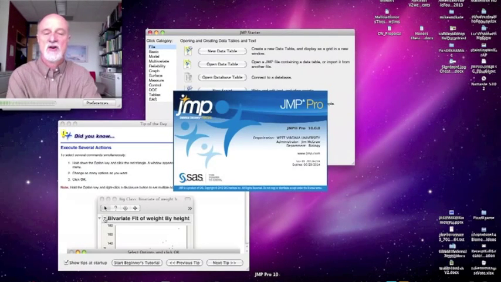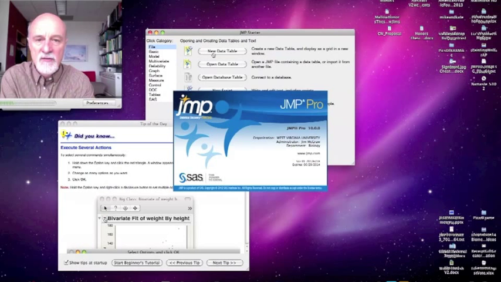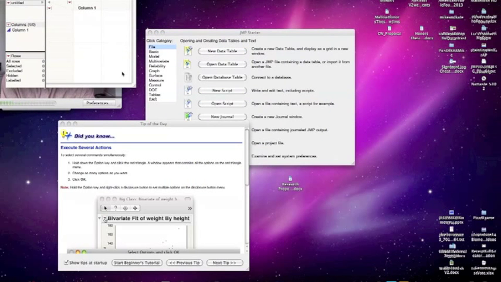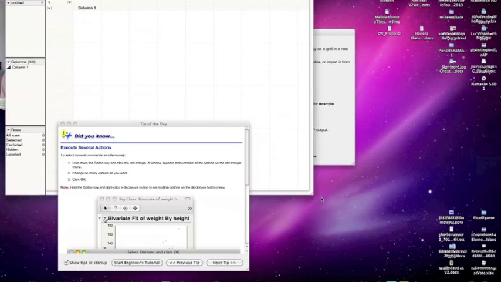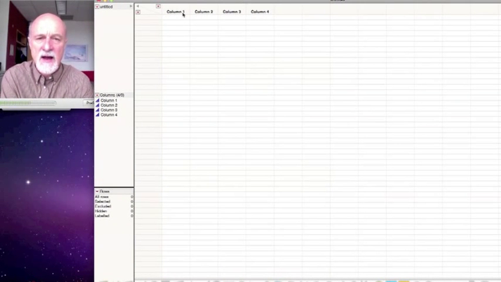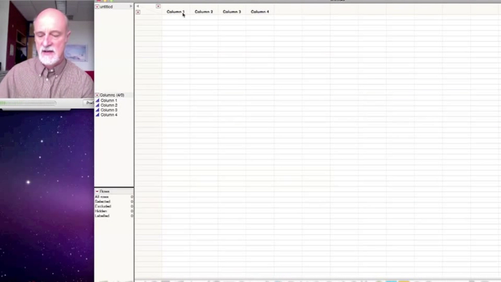What we're going to do is open SAS JMP and create a new data table. Let me expand it out here, right across my face. And first of all, we're going to add columns. The way you do that is just to click on the top, right? Now we're going to give those columns names.